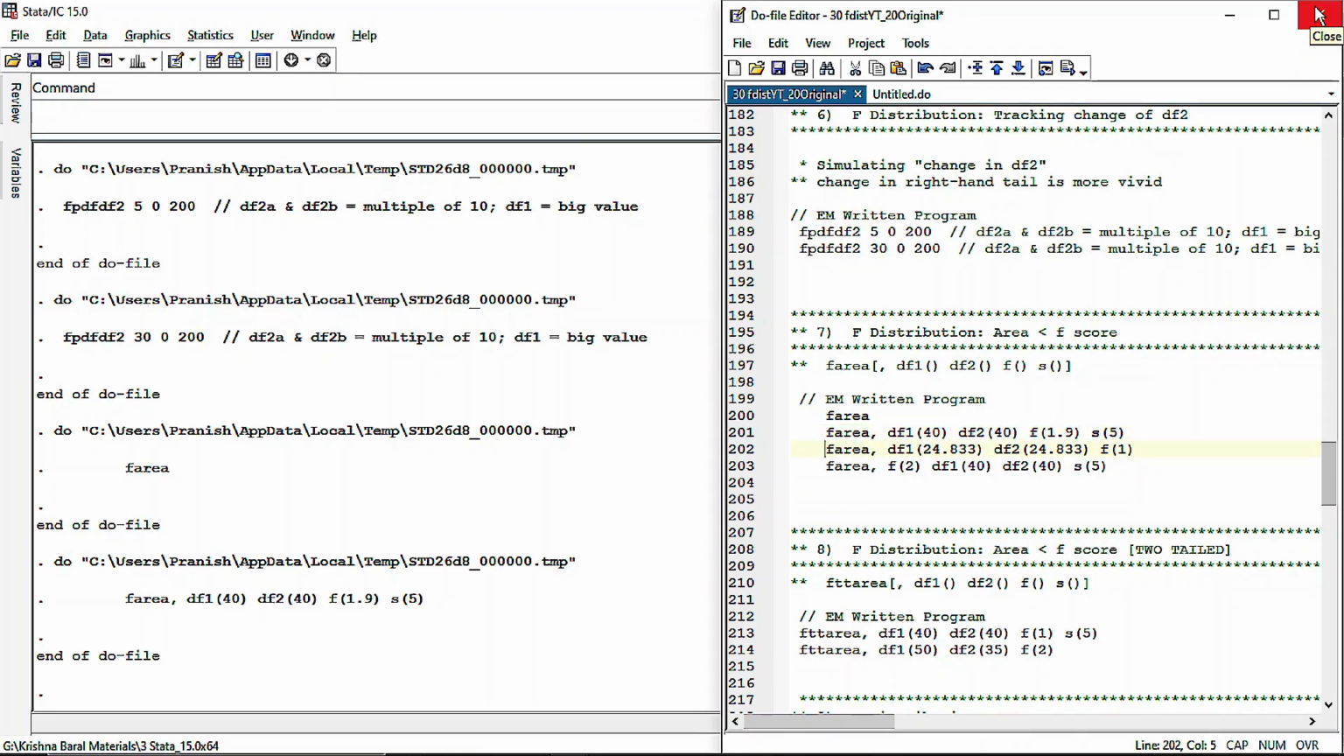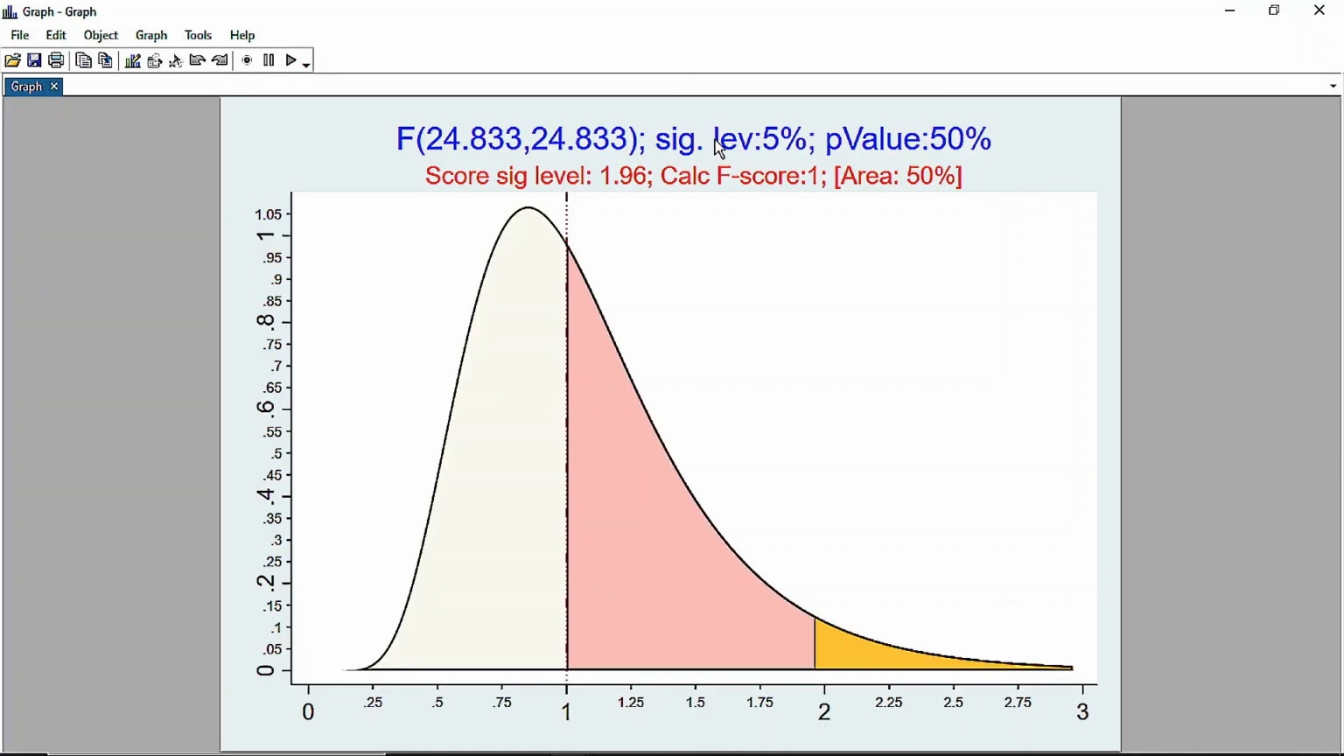Now let us see another example where for the respective degrees of freedom 1 and 2, we want to test whether our F score, or let us call it X for the time being, X is greater than 1. So for the significance level of 5%, its F score is 1.96. So 1.96 somewhere over here, and towards the right of it we have 5% of the area, and towards the left of it we should have 95% of the area.